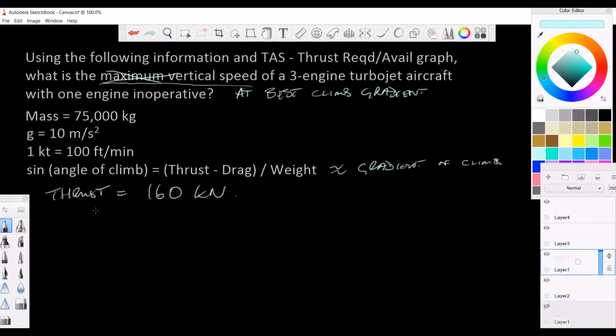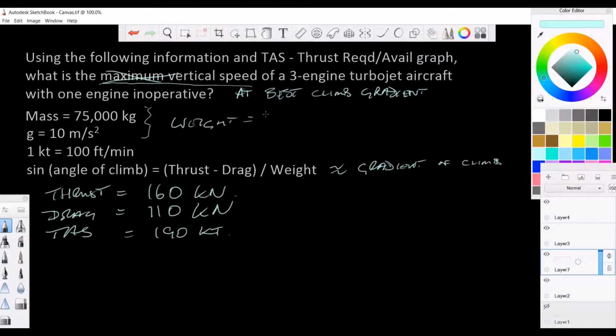Okay, so Vx: thrust available, thrust required. In the graph, it's given as thrust required is 110 kilonewtons. And the TAS is 190 knots. And so if we convert the mass into a weight, we use these two figures to find that the weight equals 750 kilonewtons, so 750,000 newtons. We'll just express that as kilonewtons, then all the forces are in the same units. We can now work out the approximate gradient of climb. So let's go on to that.